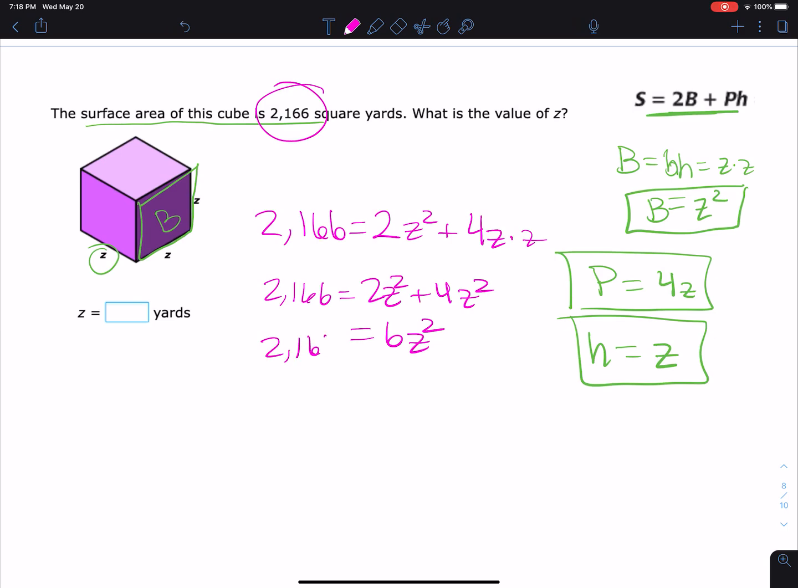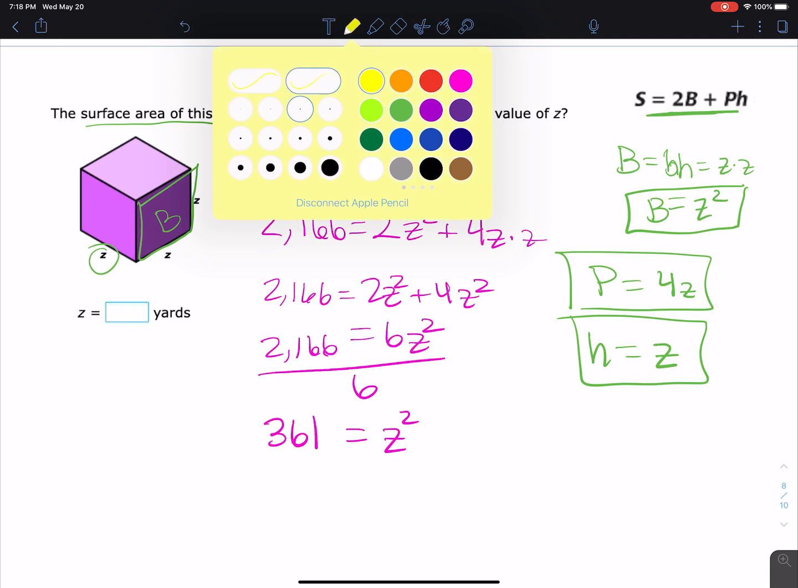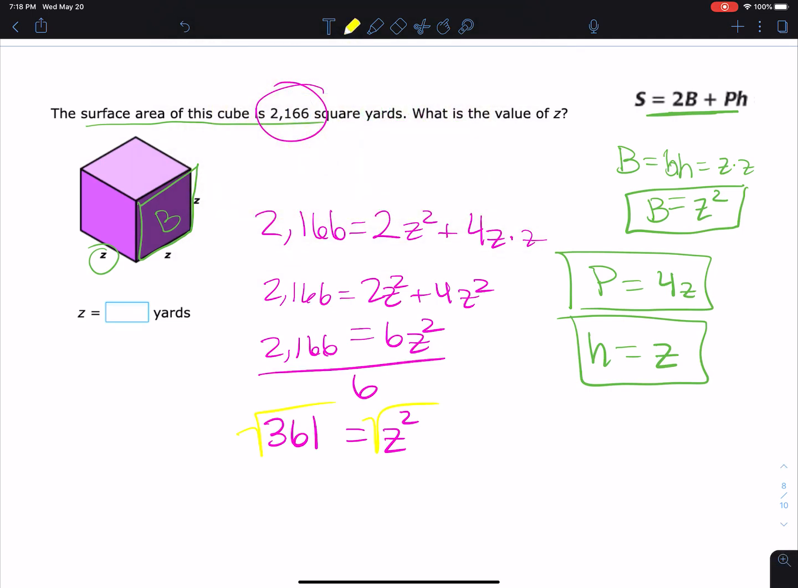Okay, and now we're just relying on our algebra. So let's go ahead and divide by 6. 2,166 divided by 6 is 361 equals Z squared. So now at this point, to undo a squared, you guys know we just have to square root it.